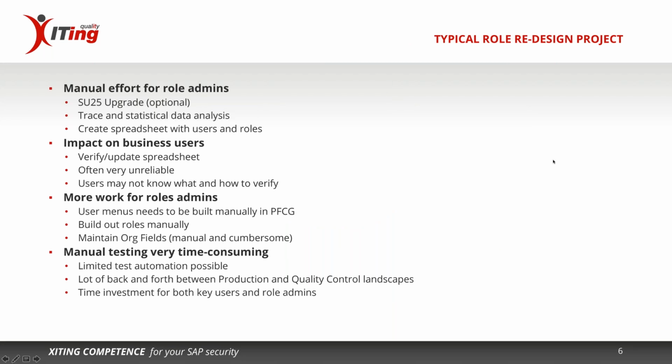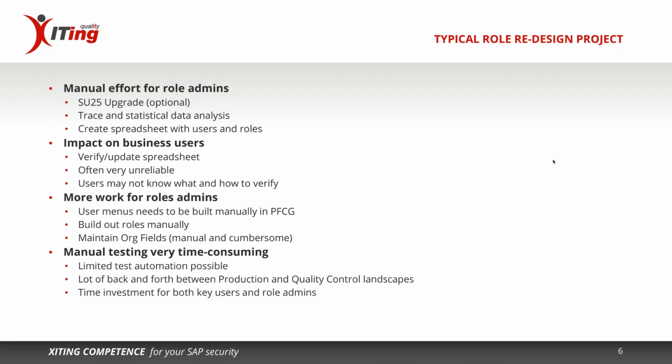But before we do, let's step on paper at least through a quote-unquote typical role redesign project, and look at some of the challenges associated with each step. So very often when you want to redesign your roles, you start with bringing in SAP's new SU24 proposals through an SU25 upgrade. Then you may run a trace analysis to figure out exactly what your users were doing in the system, so you can build roles based on what they need versus what you think your users may need. And then very often you create a spreadsheet with all your users and the roles, and you try to make sense of that.